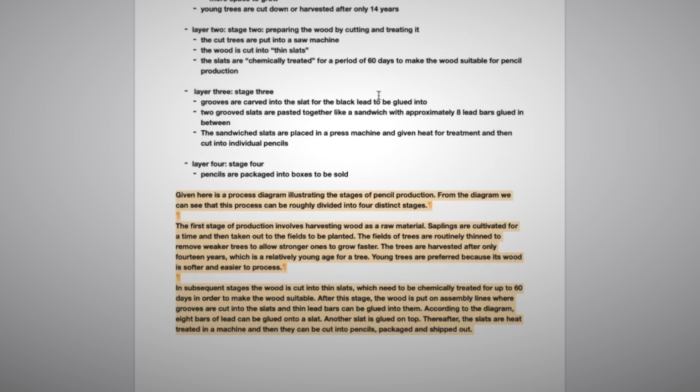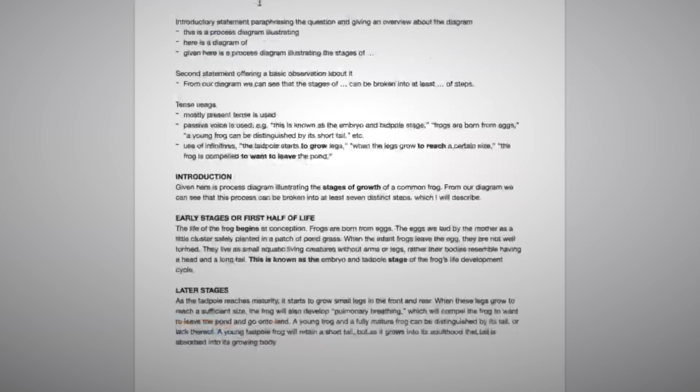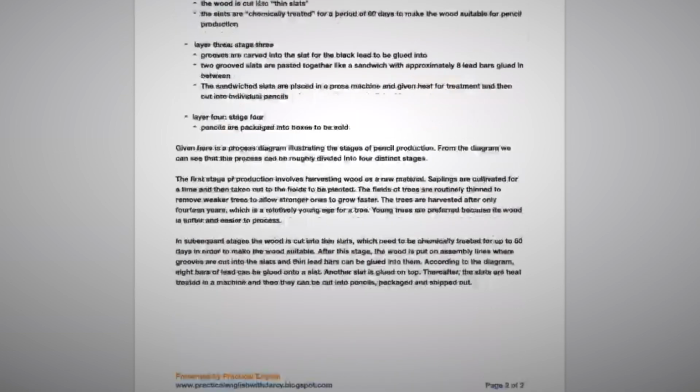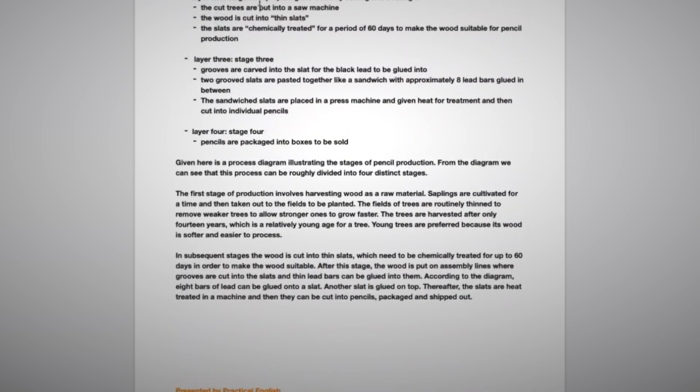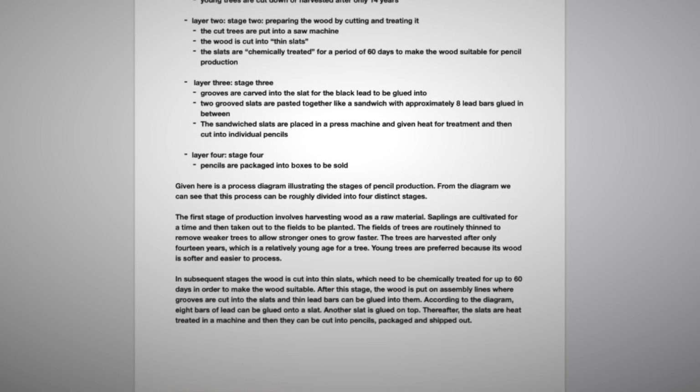So again, we can see that I'm using the passive voice because we're talking about how the material goes through processes, how the animal goes through processes, how the material goes through processes. I try to look at the diagram in terms of under 10 stages, anywhere between 4 and 6 stages, so that I can categorize my essay into 3 paragraphs.